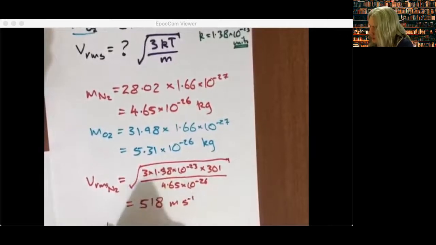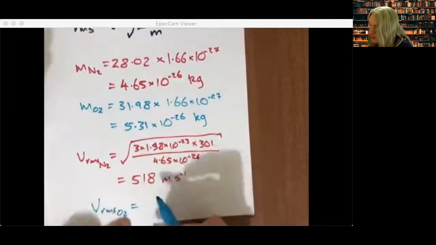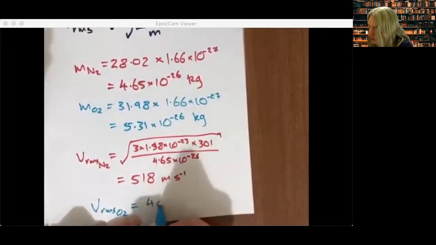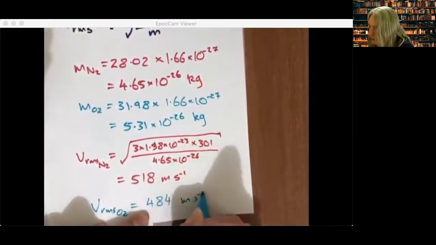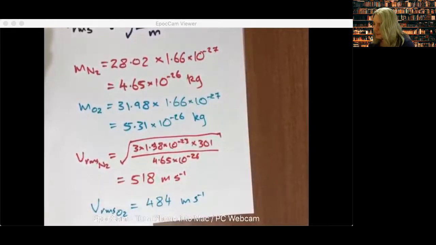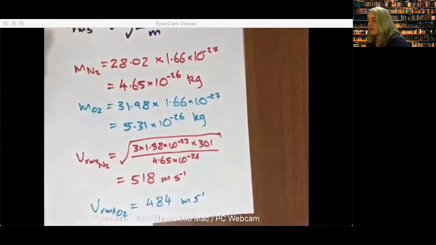And same calculation, but for oxygen. I'm not going to write out the whole term, but if you do that one, you should hopefully get 484 meters per second. Now the temperature value was only given to us in 2 SF, but the masses were given to us in 4 SF. So I've written my answers to 3 SF, but you'd be perfectly valid rounding to 2 significant figures based on the temperature that we were given being only 2 significant figures.